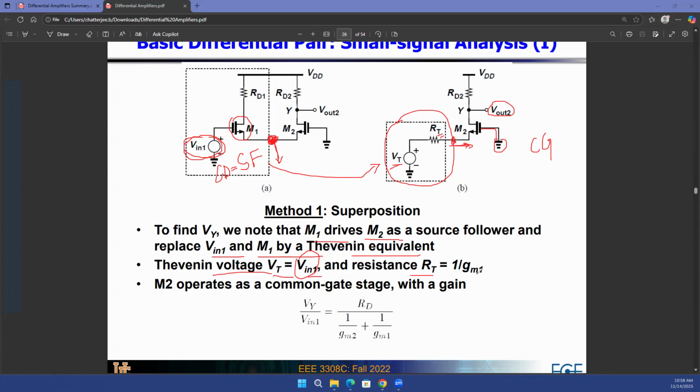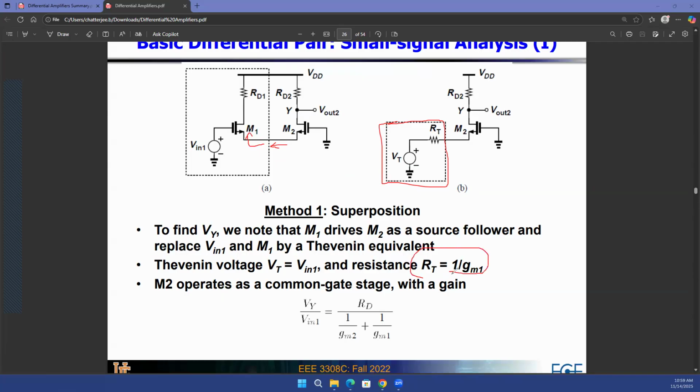What is the Thevenin equivalent resistance? The Thevenin equivalent resistance is the resistance looking into the Thevenin black box, right? So this is the black box that represents the Thevenin equivalent circuit within the dotted rectangle. So what is the resistance looking into that dotted rectangle? Again, you will see the source of the M1 transistor, which means that the Thevenin equivalent resistance looking here is just 1 upon gm1, right? So Thevenin equivalent resistance is 1 upon gm1. That's Rt. And Thevenin equivalent voltage is equal to V1 because this is acting like a source follower. Question?